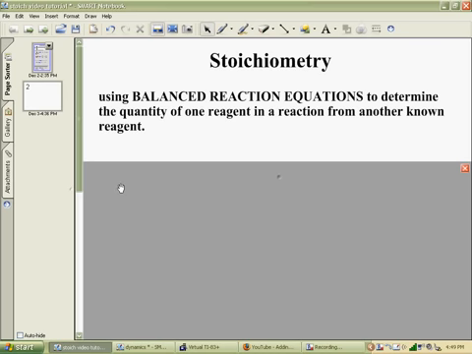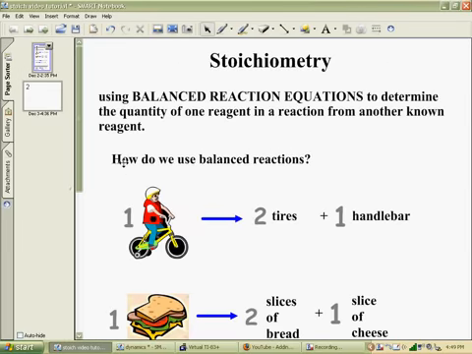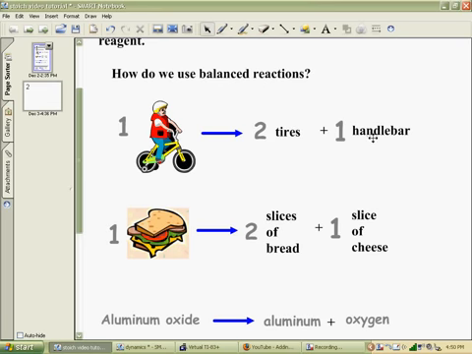So we'll just get rid of our screen shade. So why are we using a balanced reaction equation? Well, in a simple way, if you were to take one bicycle apart, one bike, you could break that up, a decomposition reaction, a pretty simple way, into two tires and one handlebar. And it's balanced, you see: one bike, two tires, one handlebar. You know for every one bike you get two tires. So if you had 10 bikes, you know you're getting 20 tires and you know you're getting 10 handlebars.